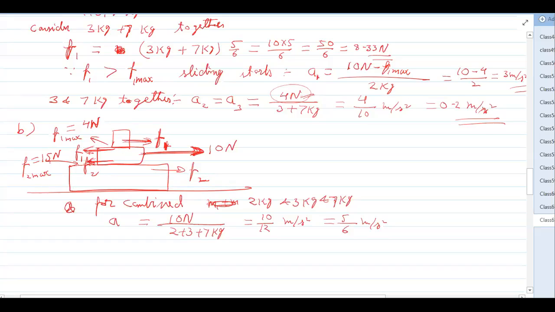So what is happening? Suppose we are having 3 books over each other. We are trying to pull the middle one. If you pull the middle one, it will try to pull both the upper one and the lower one because of the friction. Okay, so that is the thing happening.